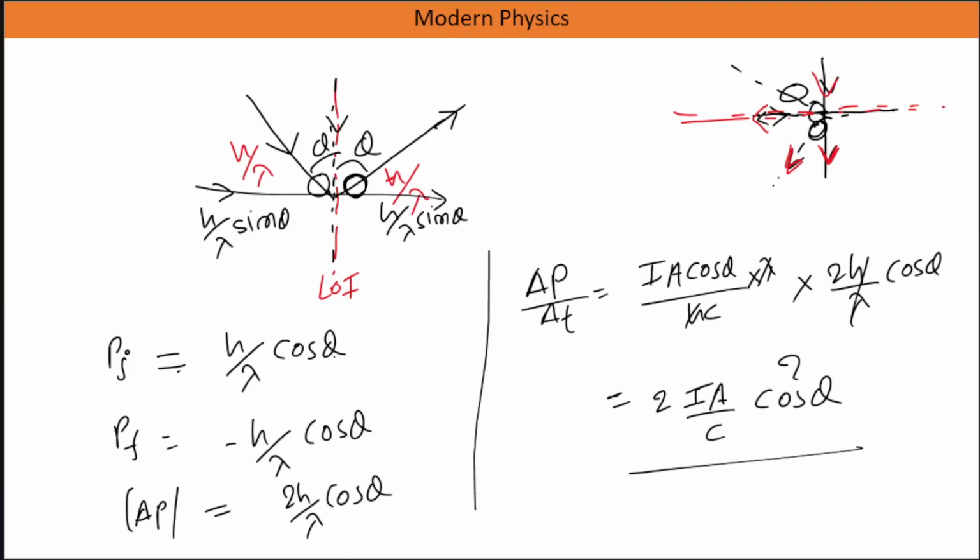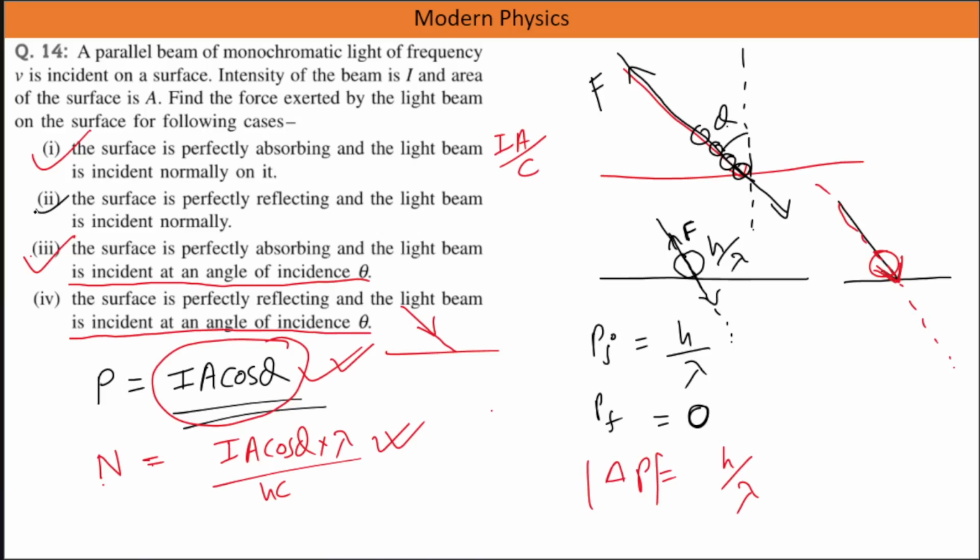ठीक है, so let us compare this result with the second one. So second one में how much you got, something 2IA by c, when the light was incident normally and it was getting completely reflected. Here a cos square theta term is coming, right? And why this cos square theta term? First cos theta came from here, and the second one from the conservation of momentum. So you should be clear of this thing.